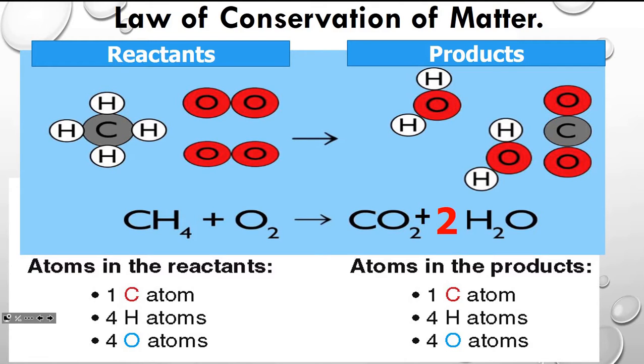That's how we balance things. It has to have the same number of atoms on one side that it does on the other side. Okay? As we go on, see how the 2 went in front of here? We're also going to put a 2 in front of the oxygen right here so that it will be balanced.